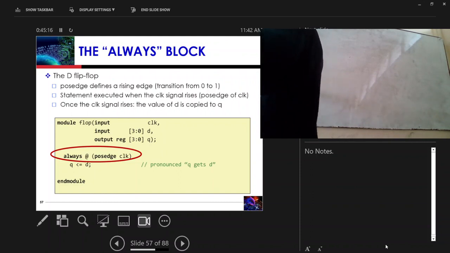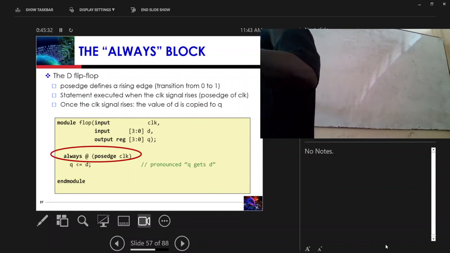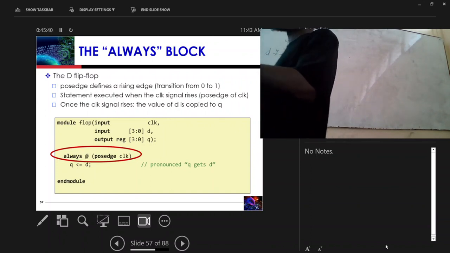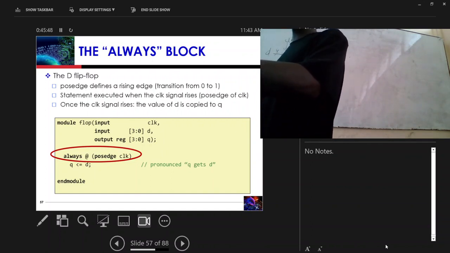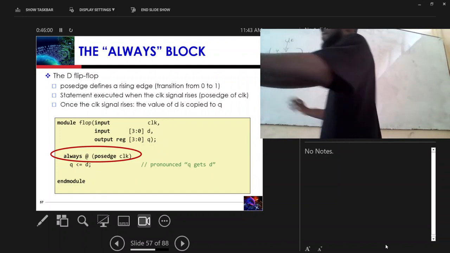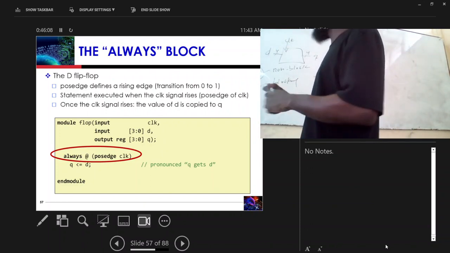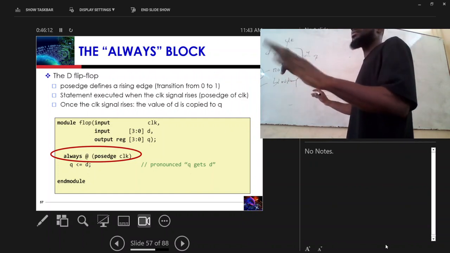Now we have two types of equal signs, this and this, and they are actually different. This one means the statement is non-blocking, and this equal sign means it is blocking. What that means is that in hardware, your code executes in parallel, not like software. If I have my always block with some statements inside and I use the non-blocking one, it will make sure that all the statements are executed at the exact same time.